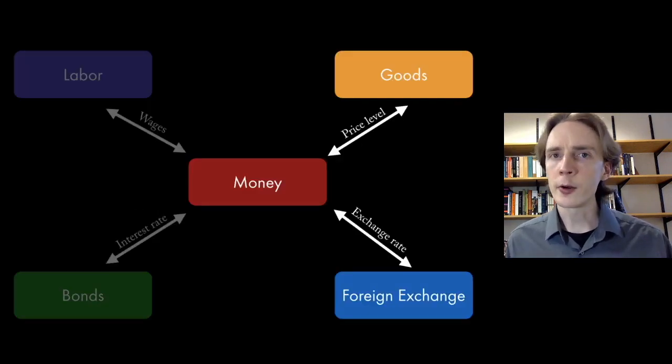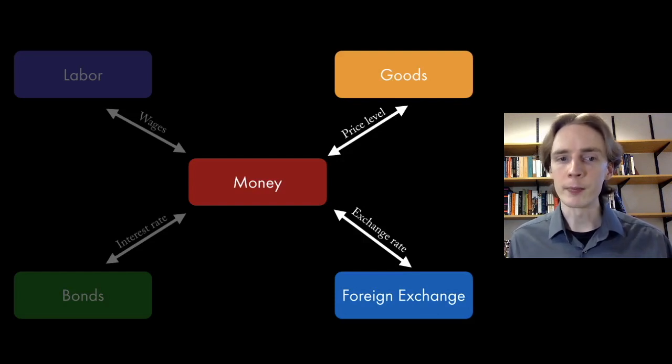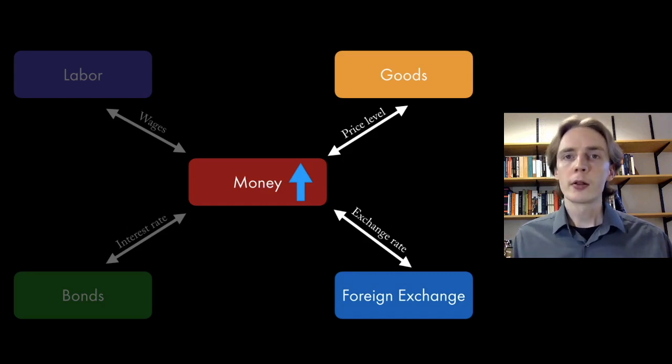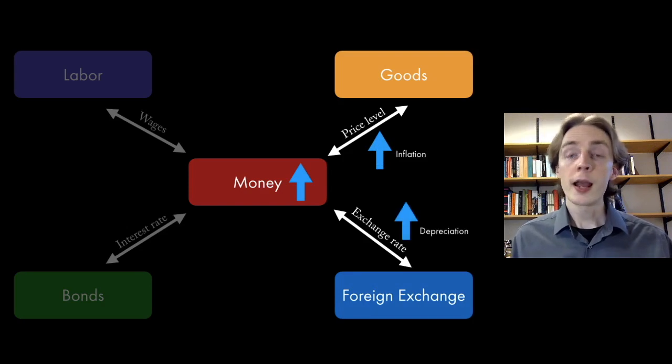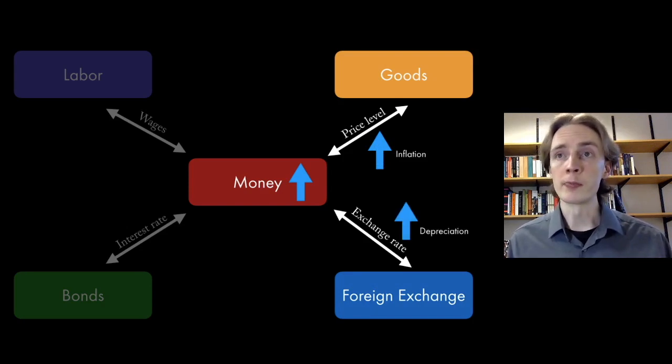So let's look at this in terms of our schematic diagram. Suppose the supply of money goes up. Money becomes less scarce. The price of goods is going to go up. Price level is going to go up. That's inflation. And the price of foreign exchange is going to go up too. That's going to be depreciation. And we can also see in the background the same thing happening in the other two markets as well. Wages are going to rise, interest rates are going to fall temporarily, price of bonds is going to rise. So arbitrage, to the extent that it's effective, is going to make sure that all of these are happening at about the same rate.